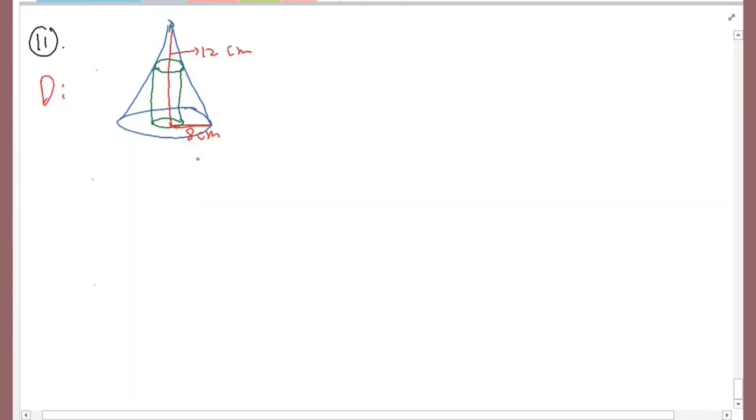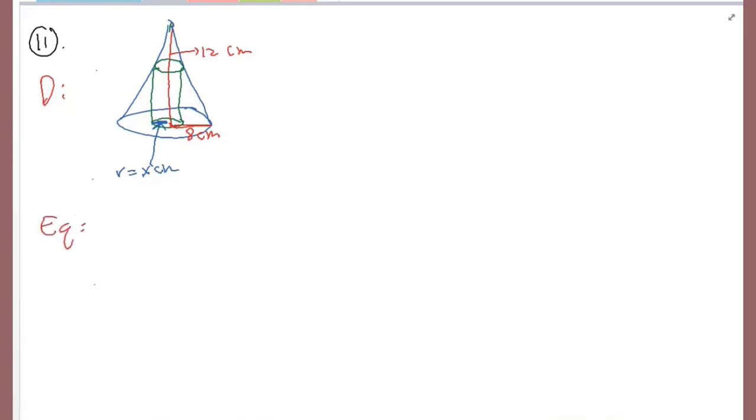Then the cylinder has a radius. That cylinder has the radius, this one here. Okay, the radius is x, so r is equal to x cm. Okay, and then show that the volume of the cylinder. So now let's say this is the diagram. Okay, and then the equation is the volume of the cylinder.